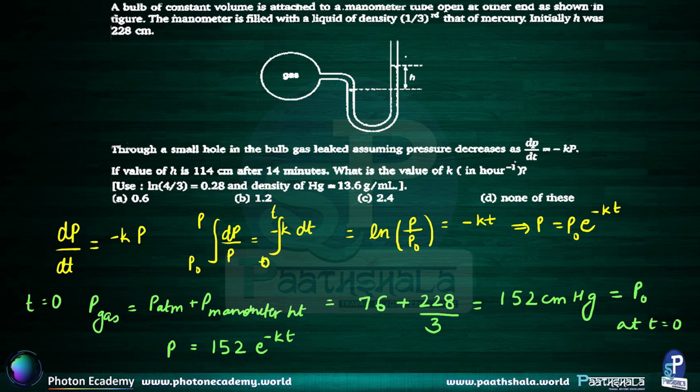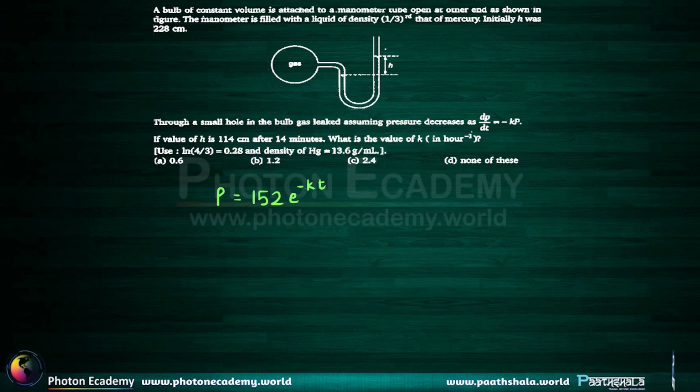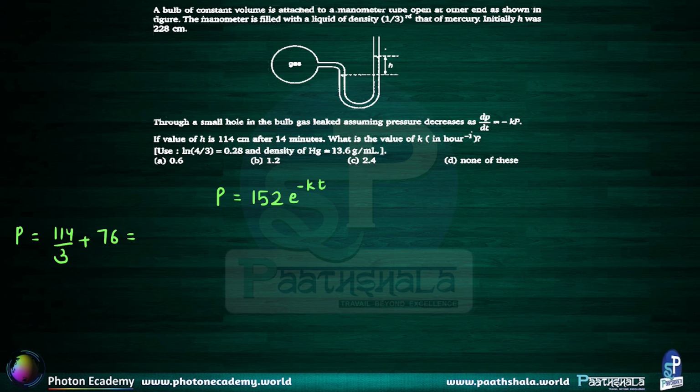Right. Let's move to the next page. P is equal to 152 times e to the power minus KT, right? Now, at time equal to 14 minutes, the height becomes 114 centimeters. That is, the total pressure therefore becomes 114 divided by 3 plus 76 in terms of centimeters of mercury, right? And this becomes 114 centimeters.